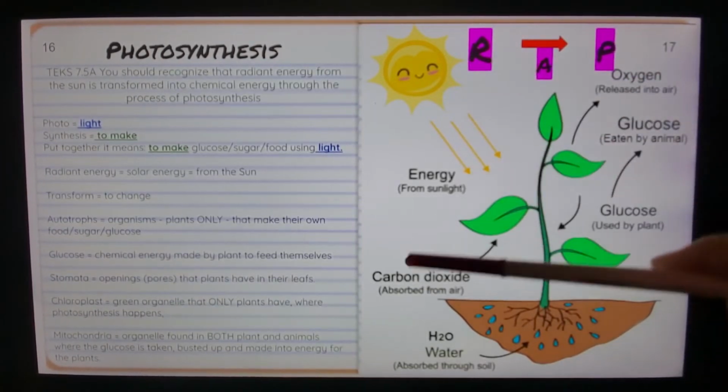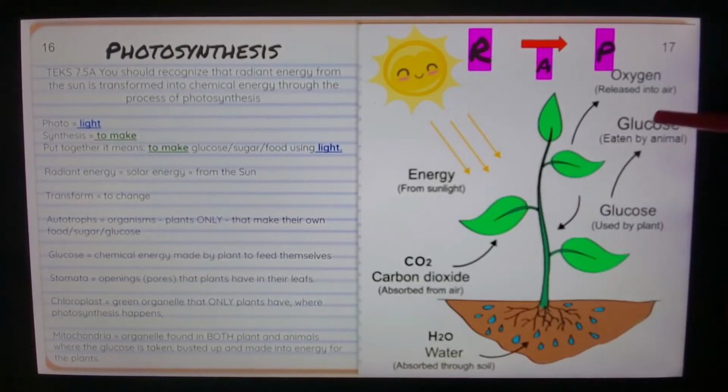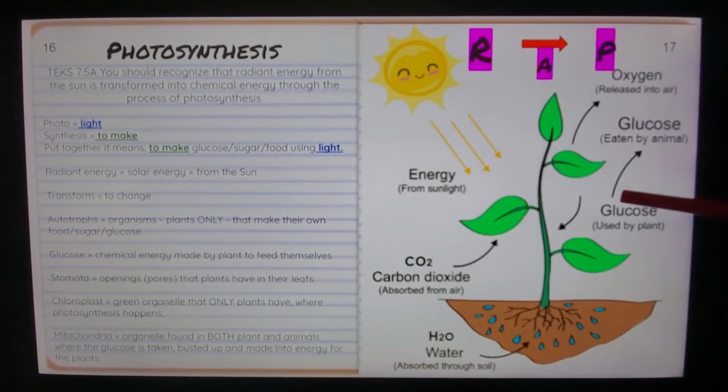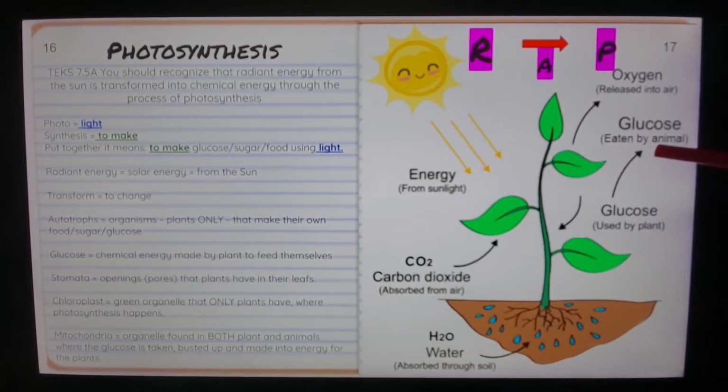Now, these were the things that were coming in to photosynthesis. This is what comes out of photosynthesis, okay? We have oxygen that's released into the air. That's a plus for us because we need that to survive. We have glucose that is made by the plant and used by the plant that comes out of the process, or that glucose can be eaten by an animal and used as its energy source.